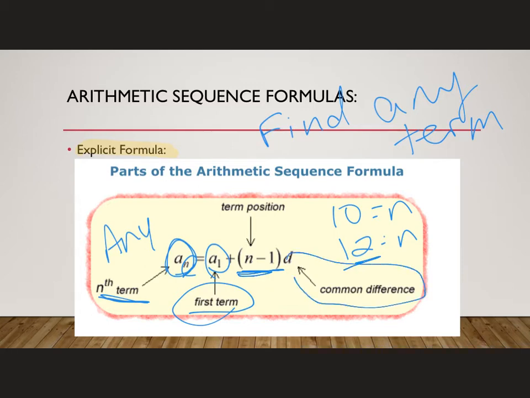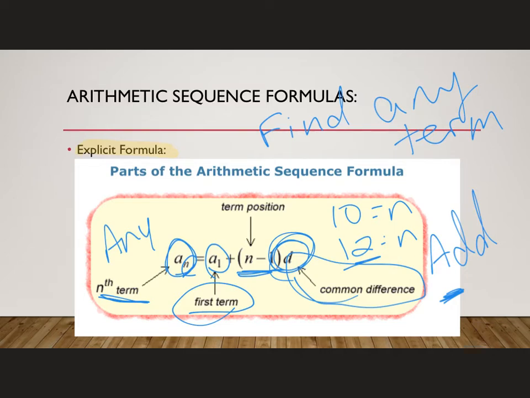d is our common difference. That's the amount that we add each time. If we are subtracting, then it would be a negative number. So you may have to put this in parentheses if it's a negative number, so you make sure you know that you are multiplying it times a negative number. Now, we can also multiply it out and get something that looks a little bit different, but this is how you find it.